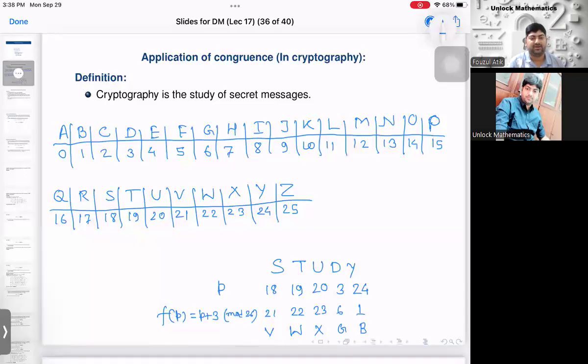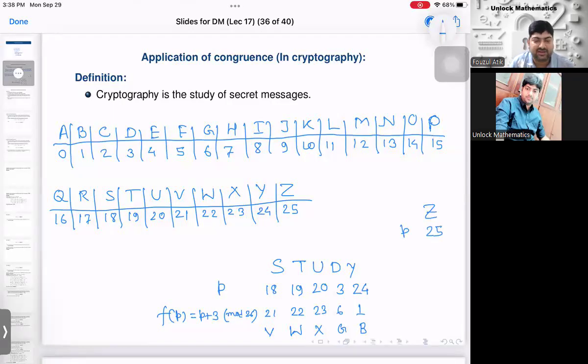We have done that. And you see that you also have shifted 3 letters, na? Y, and then 1, 2, 3. So Y is replaced by B. Similarly, Z. Z will be replaced by what? So what will be the encrypted message for Z? Z stands for 25. Now FP is P plus 3 mod 26, right?